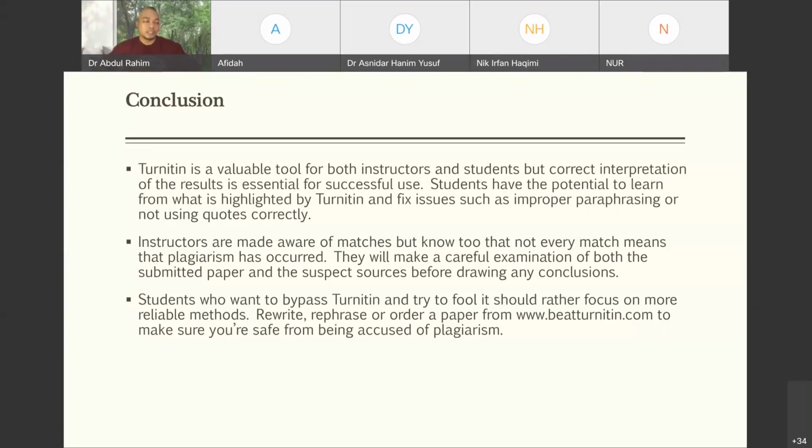Generalize, everyone is the same. Okay, other students who want to bypass Turnitin, try to fool it, should rather focus on more reliable methods: rewrite, rephrase, or order a paper, to make sure that you are safe from being accused of plagiarism. So it means you have to do all this process: rewrite, rephrase and order.